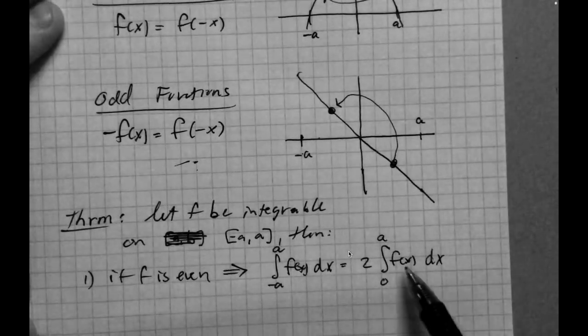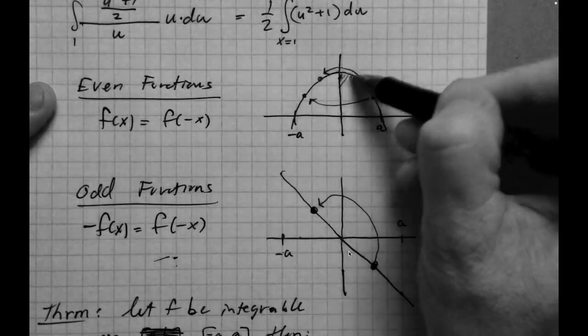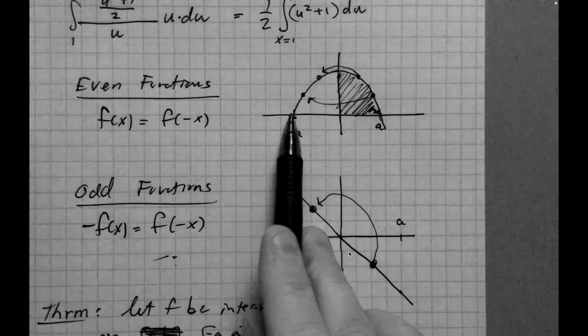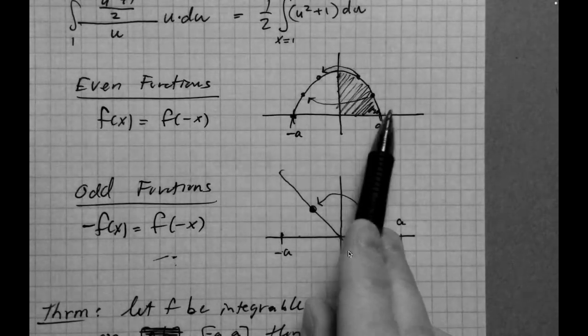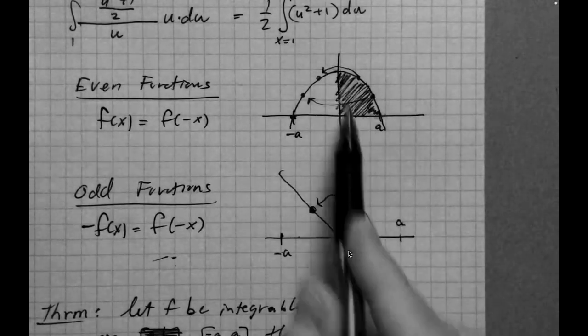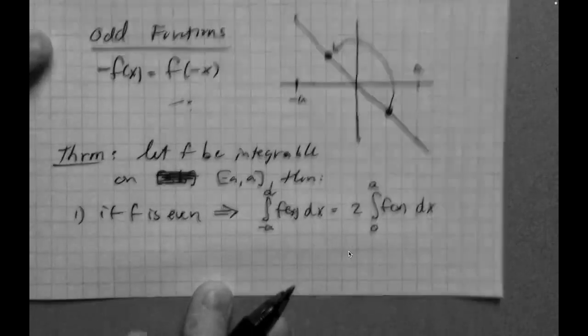Now, even functions are functions that are kind of like this, right? So they're symmetric across the y-axis. So obviously the area from here all the way over to here is just going to be twice the area from 0 up to a. That's just because of the symmetry of the function. So that's the first part of the theorem.